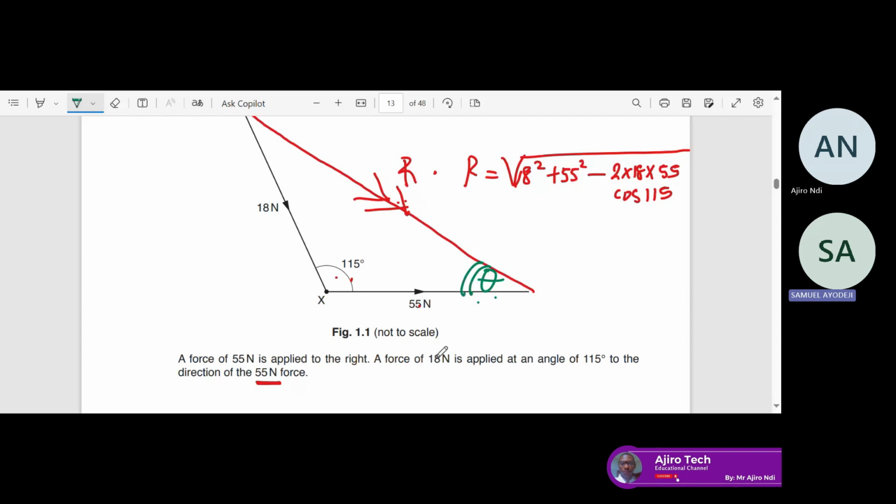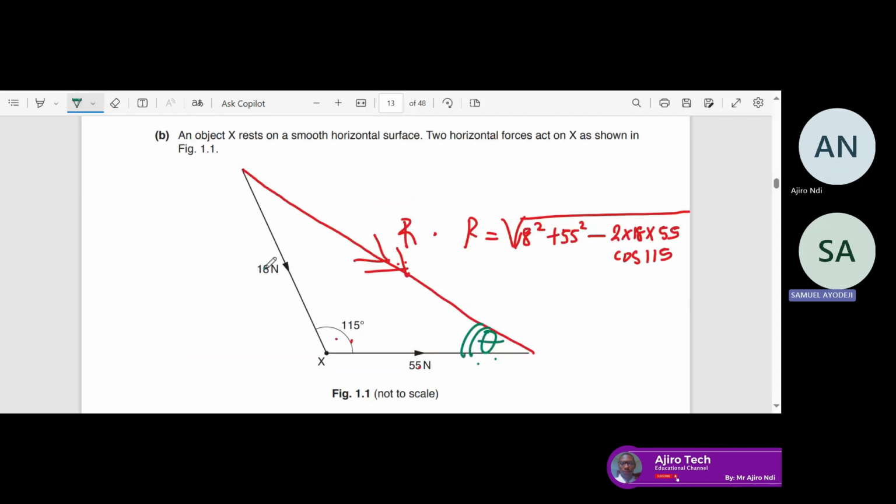Okay. So using this one now, you can use the sine rule. You can use 18 over sine theta is equal to this over sine this. So calculate this. What do you press on the calculator? Whatever you get, over sine 115. Can you calculate that? Okay.